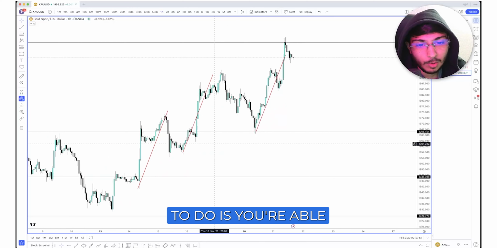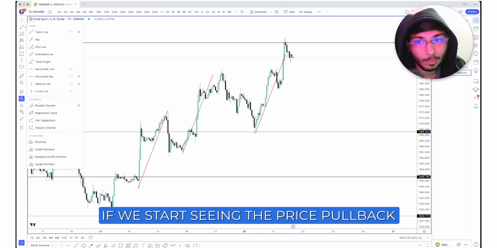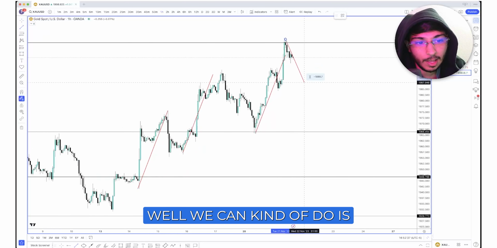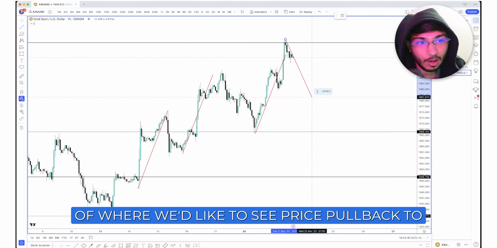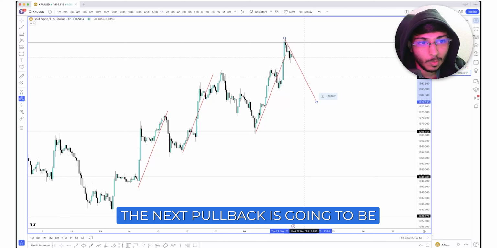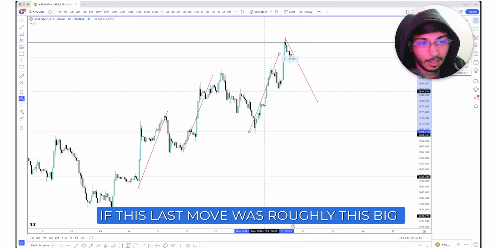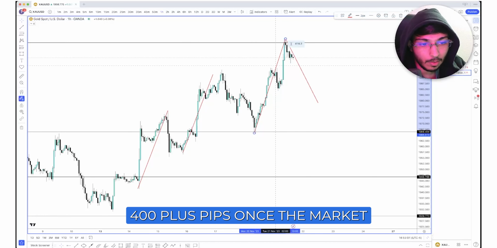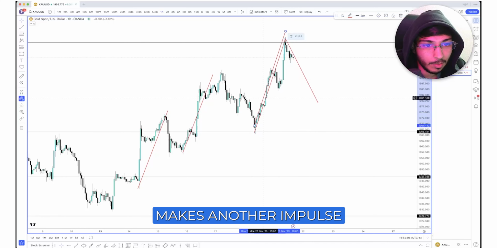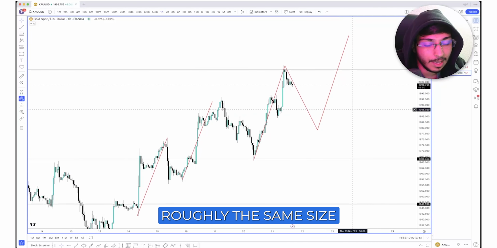So now what you're able to do is start mapping out the trend. If we start seeing the price pull back, we can find a rough average of where we'd like to see price pull back to. If this was the size of the last pullback, 9 times out of 10, the next pullback is going to be somewhere equal or equivalent to that. So what can I expect? If this last move was roughly this big, 400 plus pips, once the market makes another impulse, we may get another impulsive wave of roughly the same size.